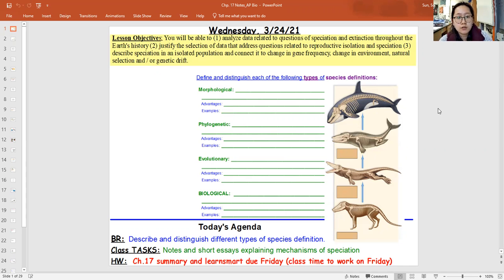And so the do now is that I'm going to ask that you define and distinguish each of the following types of species definitions. If you go to your textbook pages and use a search function, you can search up morphological species, phylogenetic species, evolutionary species, or biological species. You should be able to write out a brief answer, an advantage, and an example of each. So I'm going to ask that you pause and go ahead and do that.